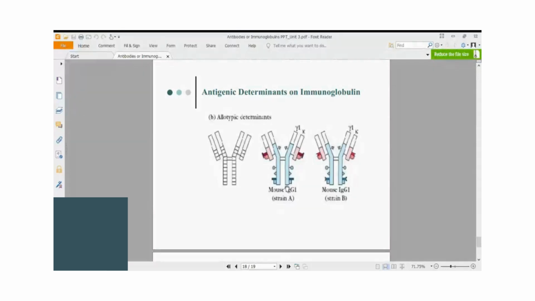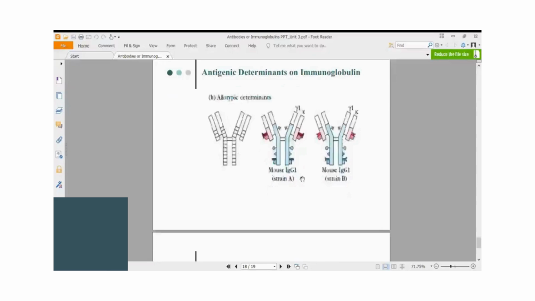Because if an antibody is developed against the allotypic determinants, the person who receives the passive antibody will start developing antibody against the antibody that he has received and may start destroying it, and he will not respond to the therapy. That is the reason these allotypic determinants are very important if a person is to be given passive immunotherapy for any kind of disease.